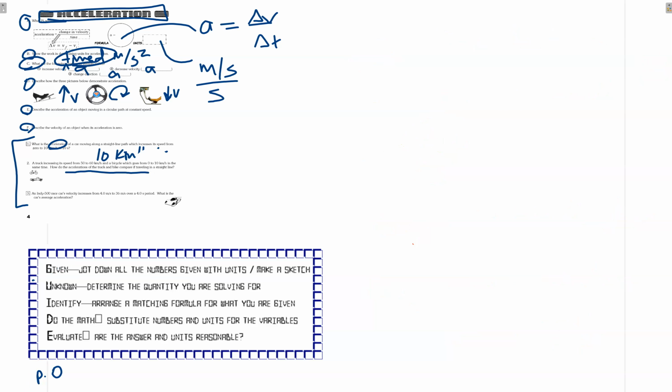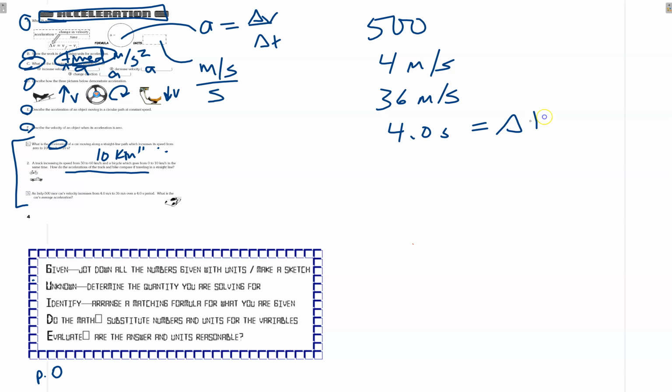And the final item on page 4, acceleration. We have an Indy 500 car. Its velocity goes from 4 meters per second to 36 meters per second in 4 seconds. So that's the time interval. And which one is the starting? Increases from 4 to 36. So this is the initial velocity. That's the final velocity.